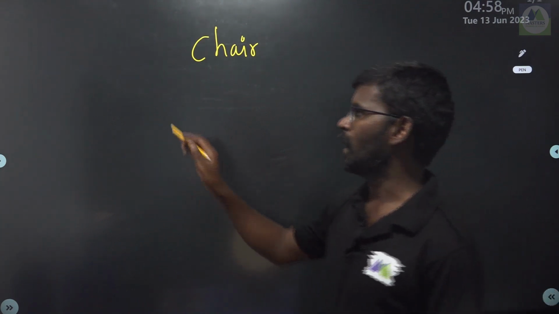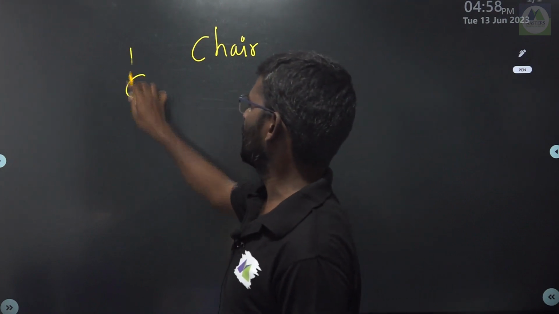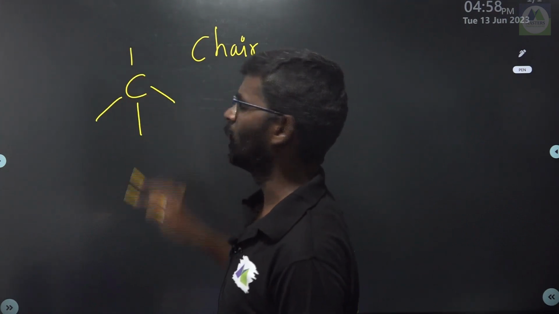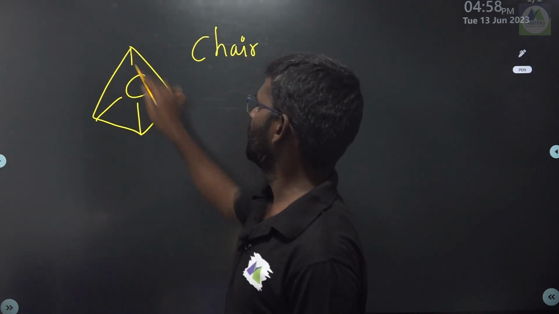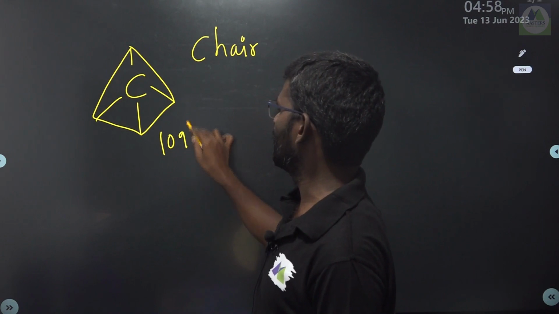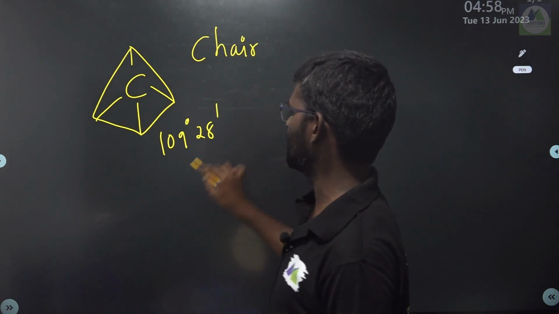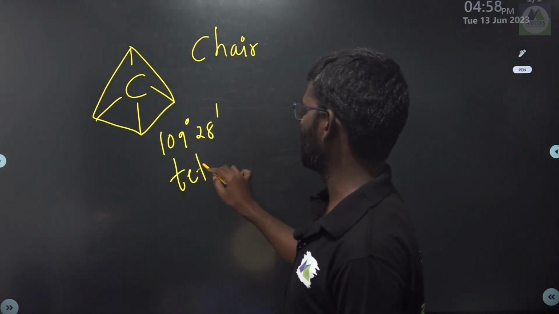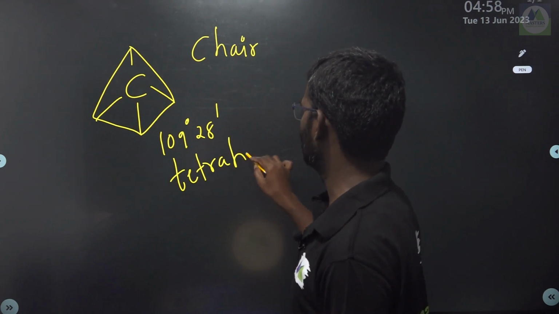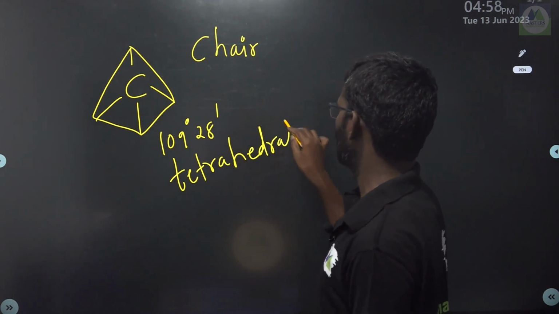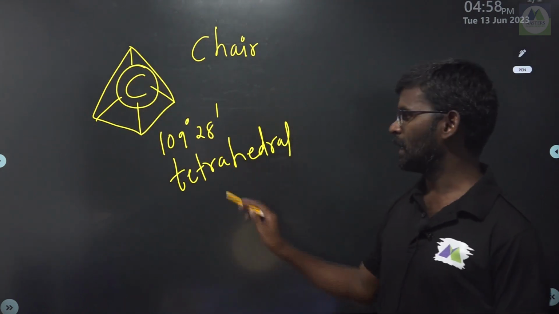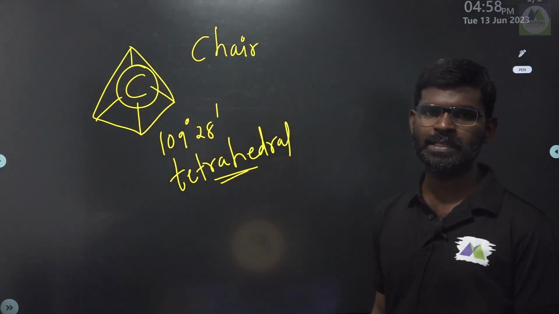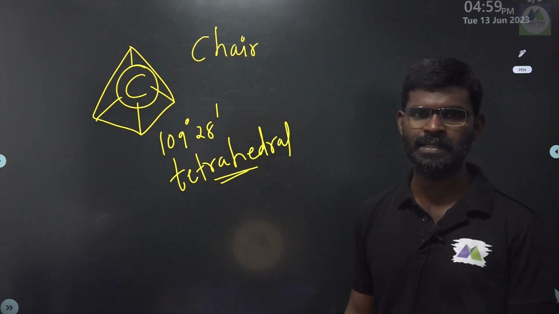Generally, we know carbon contains 4 sigma bonds, and the shape is tetrahedral. The bond angle is 109 degrees 28 minutes. This is very basic information. The geometry is tetrahedral, so this is the most stable form. Carbon with a tetrahedral angle of 109 degrees 28 minutes is the most stable conformation.